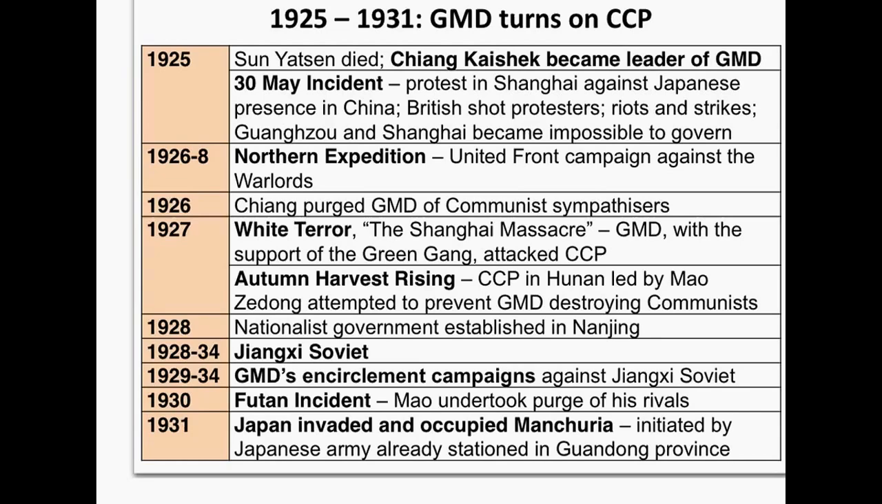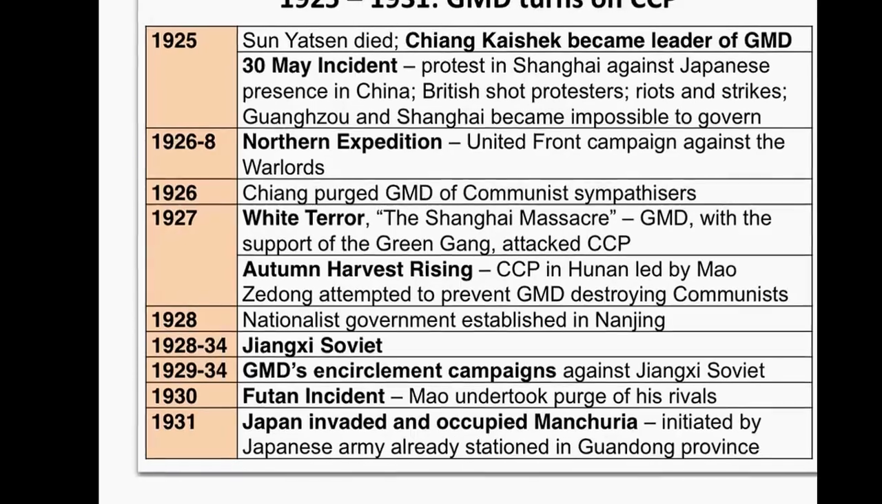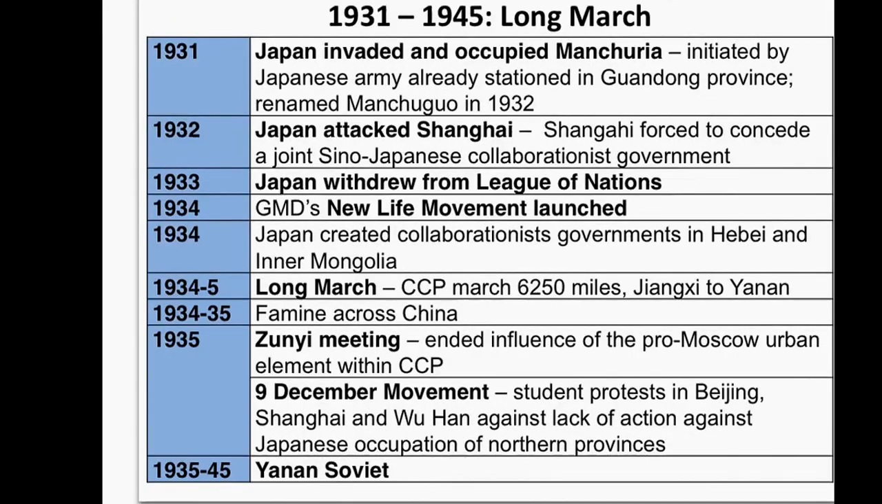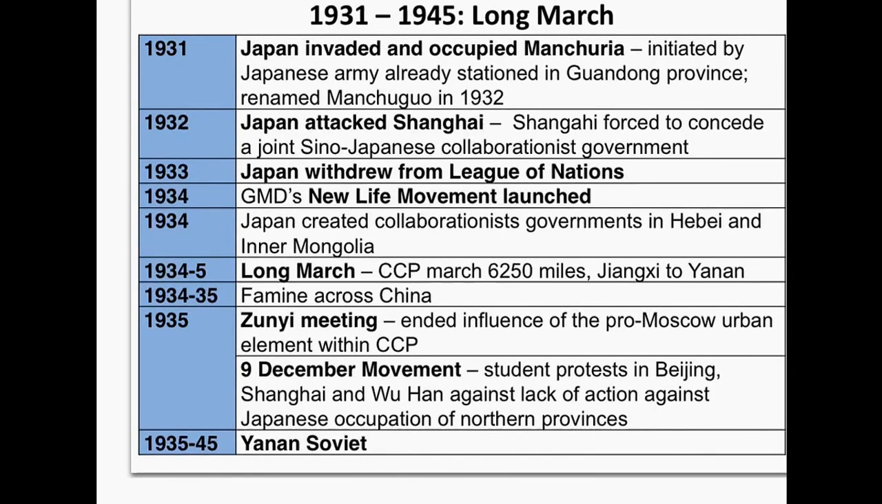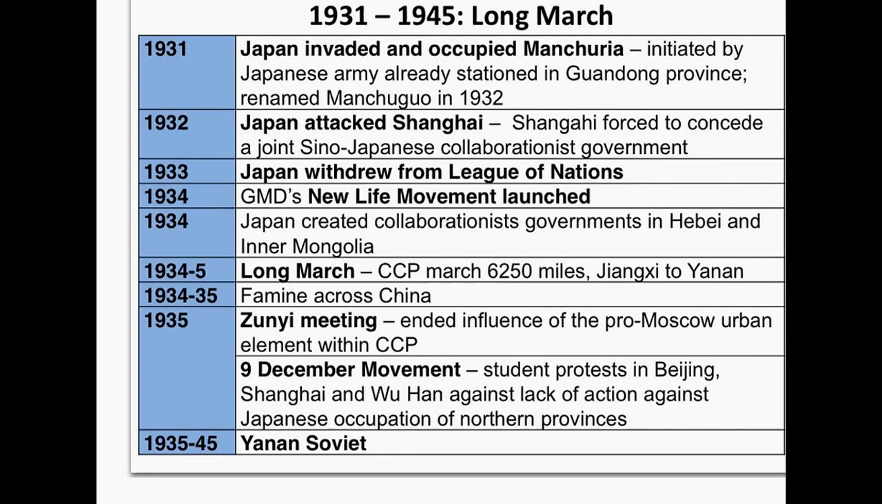In 1931, Japan, who had always been a presence in China, invaded and occupied Manchuria in the north. From Manchuria, Japan then pushed into other regions in China, setting up pro-Japanese collaborationist governments in Shanghai, Hebei, and Inner Mongolia. As the situation for the communists in Jiangxi became worse, they were forced to undertake the Long March, moving 6,250 miles to Yan'an province and setting up the Yan'an Soviet there.